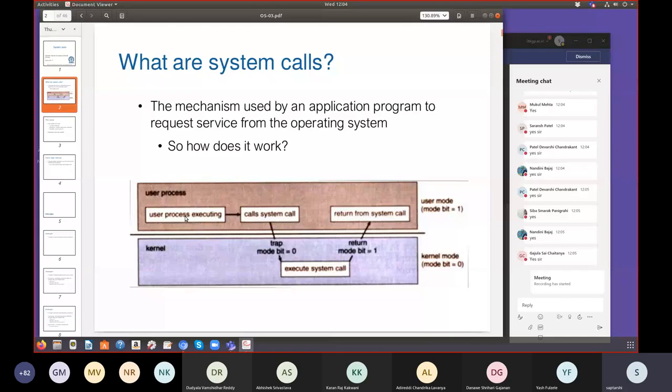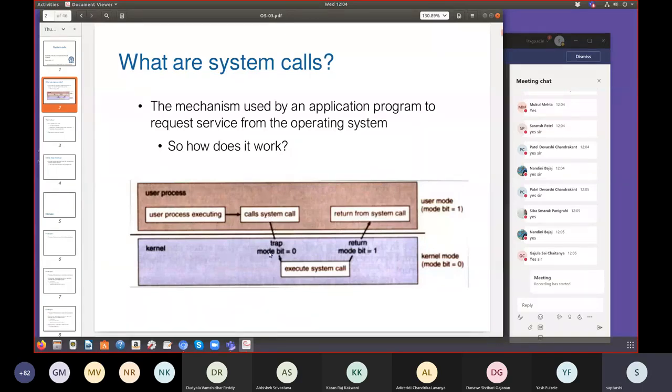So suppose a user process or application is executing, and we also discussed that there are two modes of working for a CPU, the user mode and the kernel mode. And there is a hardware mode bit in the CPU which tells the CPU in which mode it is working. Right? So when the user process is executing, the CPU is in user mode. Then suppose this user process makes a system call, like a printf or scanf or something like that, where it cannot do it directly, it needs kernel support.